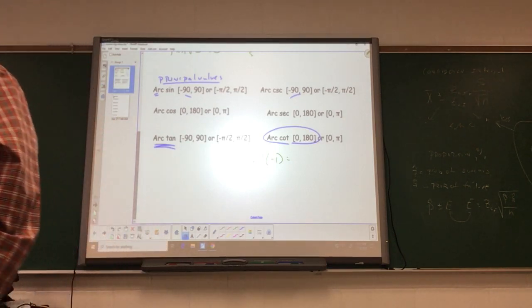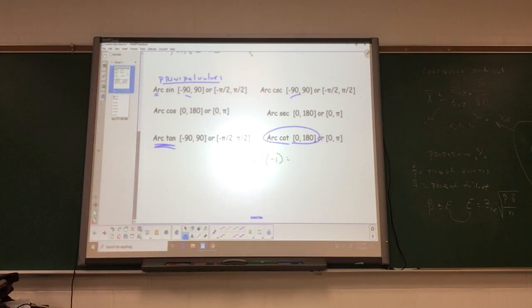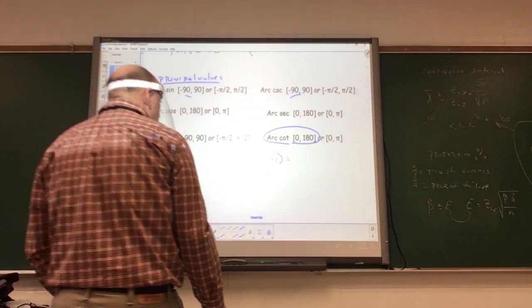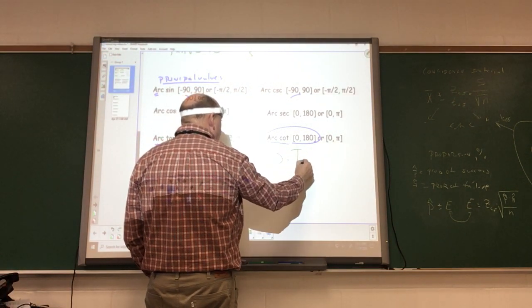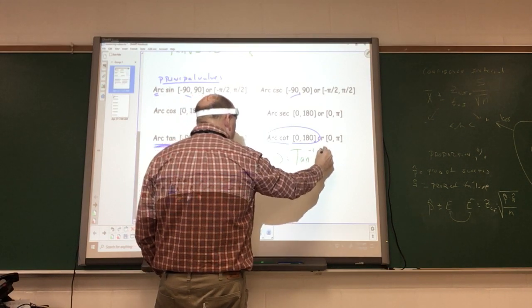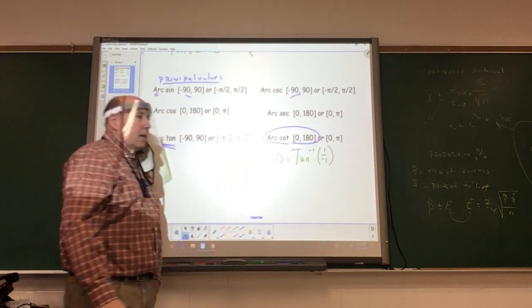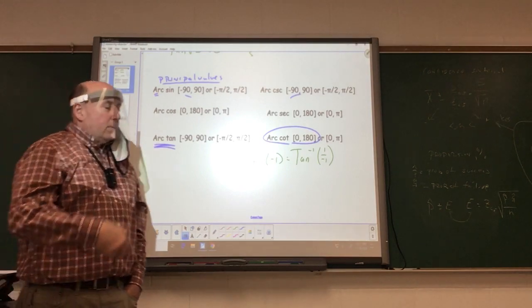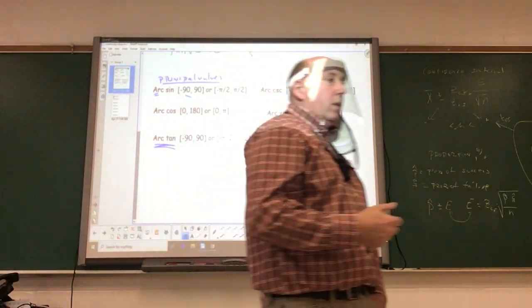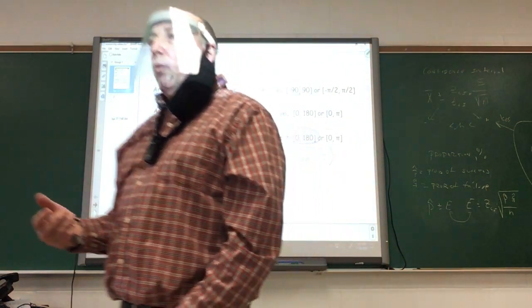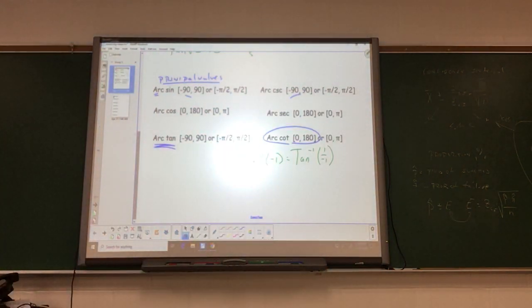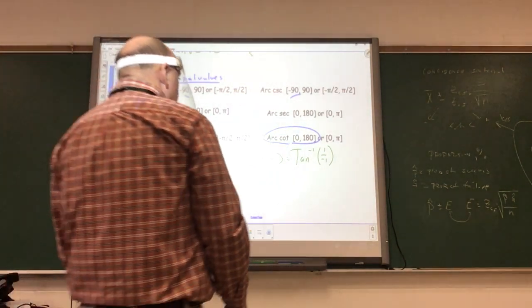If I have the arc cotangent or inverse cotangent of negative 1, by utilizing what we just did up top, this is going to be the inverse tangent of 1 over negative 1. I just reciprocate that. I put a 1 over. So I'm taking the inverse tangent of negative 1. Well, if I take the inverse tangent of negative 1, I clickety-clack that through the calculator. Inverse tangent of negative 1. Isaac, what do you get? Negative 45 degrees.